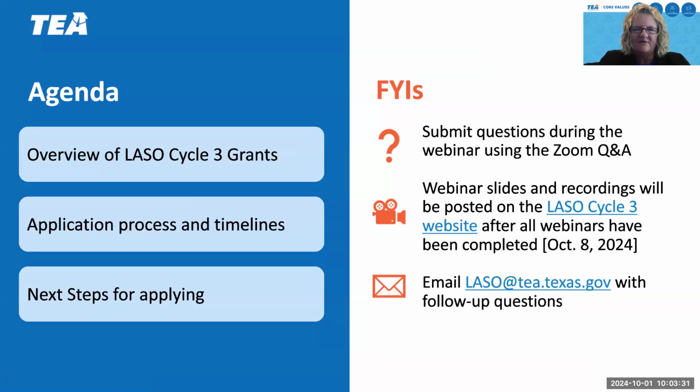Okay, so this is our agenda and what we will be presenting to you today. We have an overview of the LASO Cycle 3 grants, the application process and timelines, and the next steps for applying. Please note some FYIs. We will be gathering all of your questions and answering them in the Q&A feature in Zoom. So please drop in your questions as they will be answered there.